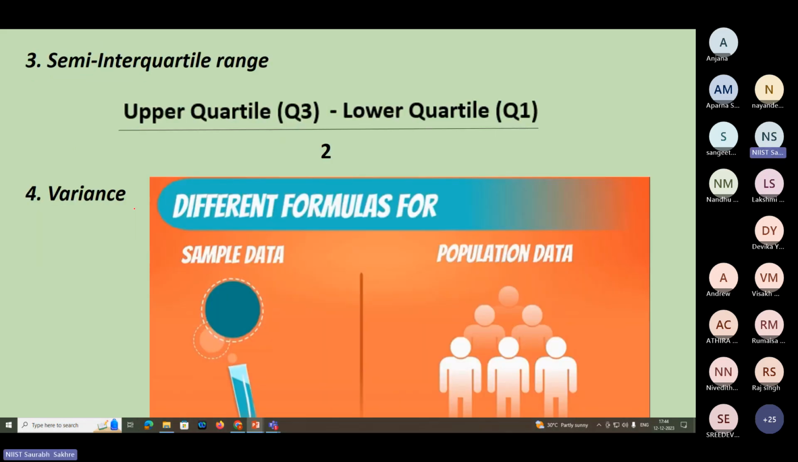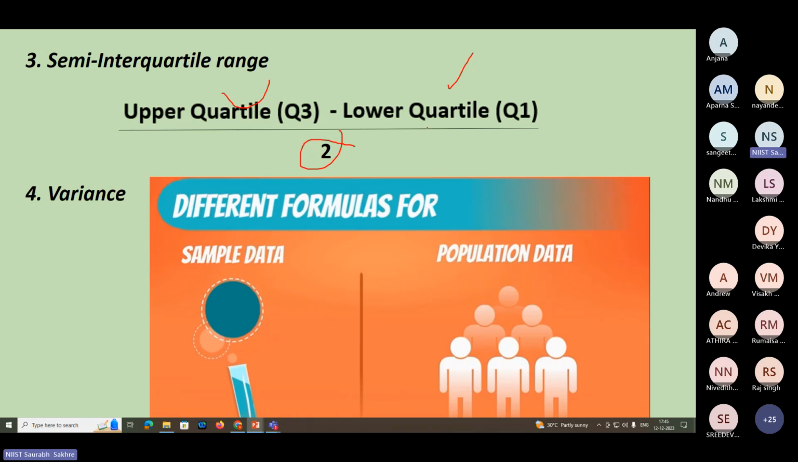Now the semi-interquartile range. Suppose I want a more precise deviation from the center. What I will do is simply divide it by 2. So upper quartile minus lower quartile, I simply divide it by 2. So I will get the center 25%: 12.5% on one side of the mean and 12.5% on the other side of the mean. That is known as the semi-interquartile range. I hope range, interquartile range and semi-interquartile range are clear to you.